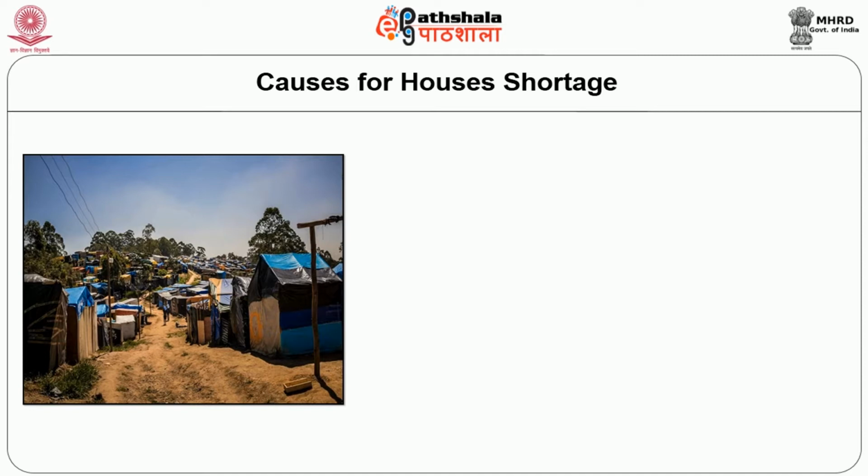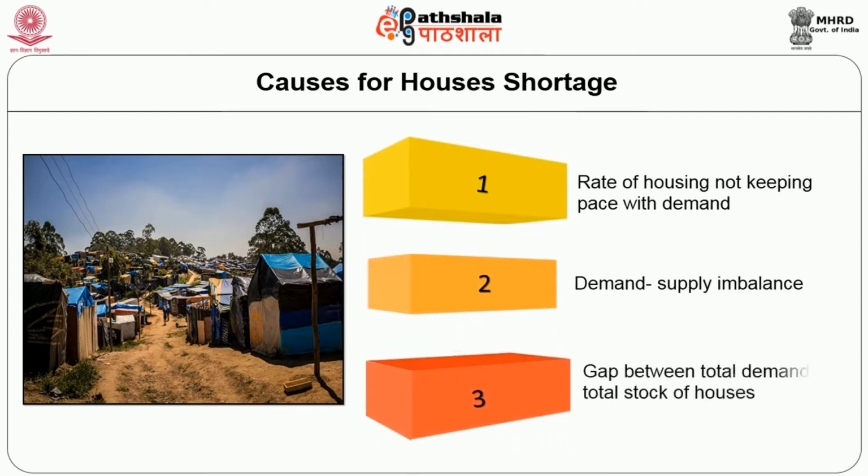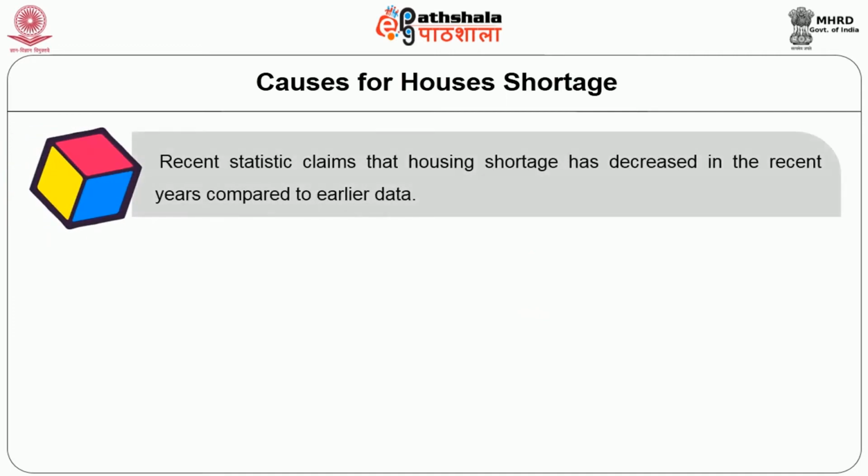Housing shortage. This aspect relates to the lack of balance between the need for housing and its distribution. The major causes which can be pointed out exclusively for housing shortage in India are rate of housing not keeping pace with demand, demand-supply imbalance, and the gap between total demand and the total stock of houses. Recent statistics claim that housing shortage has decreased in recent years compared to earlier data.